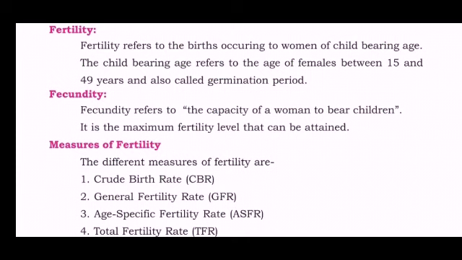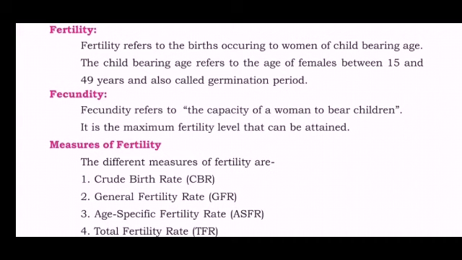Dear students, in today's class we discuss fertility and fertility rates, that is, measures of fertility. What is fertility? Fertility refers to the births occurring to women of childbearing age. What is this childbearing age here? Childbearing age refers to the age of females between 15 and 49 years.